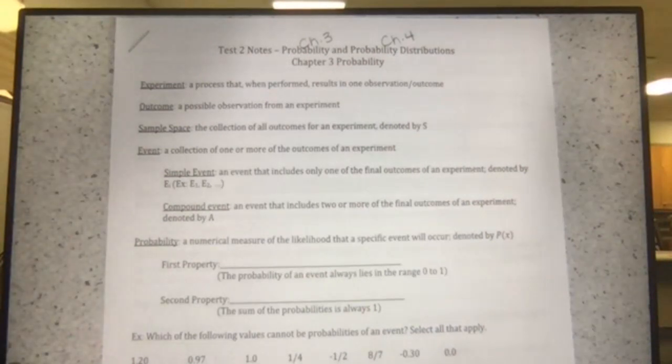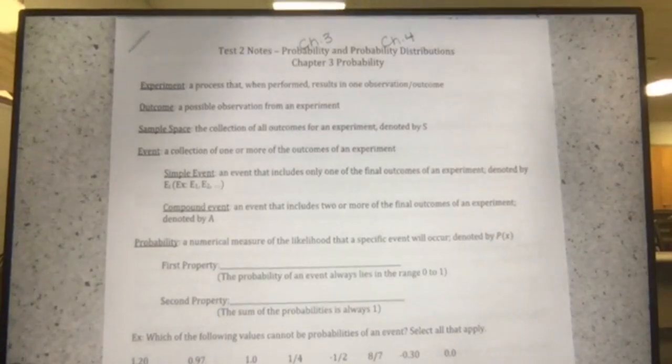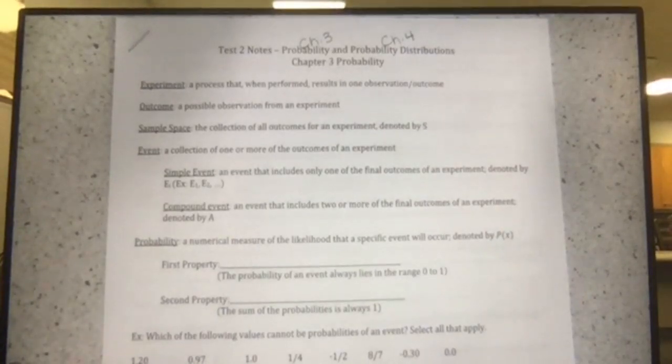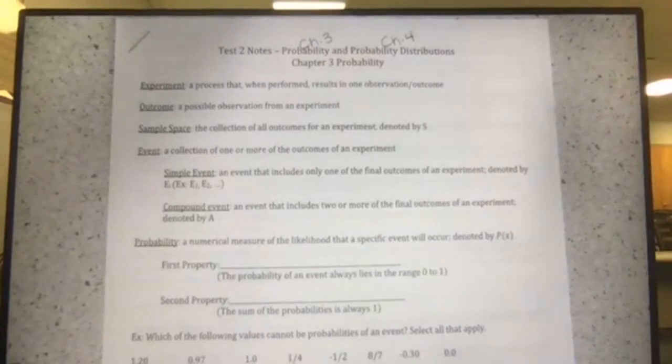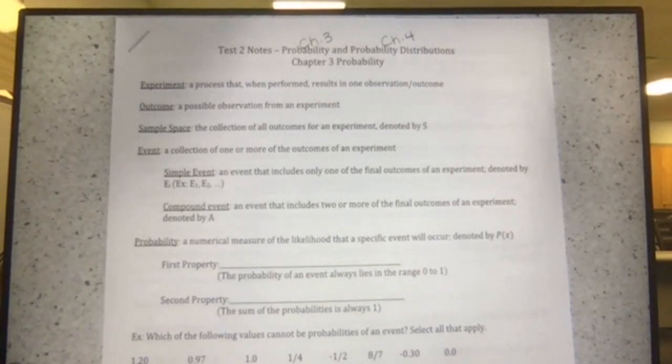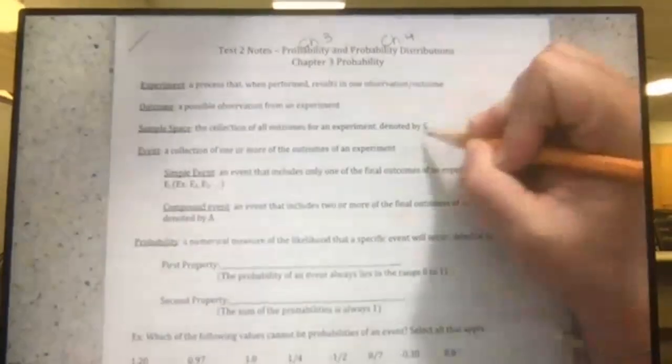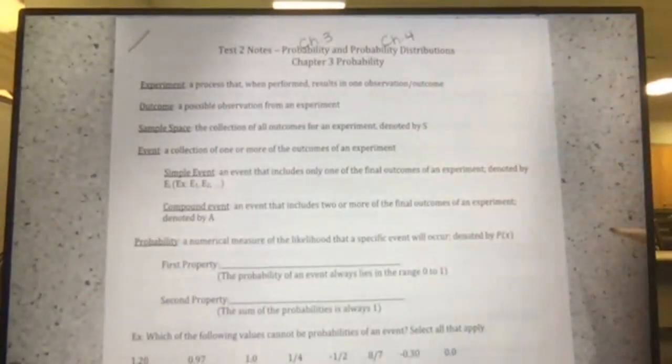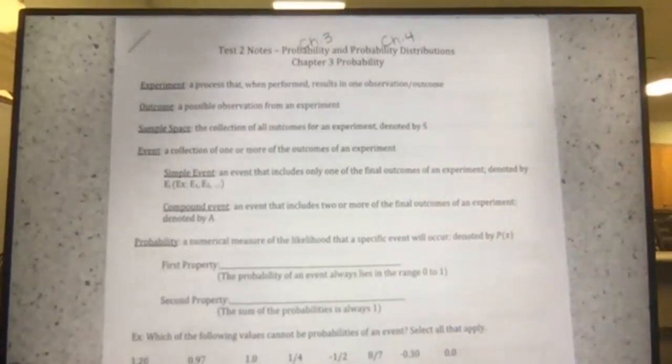An experiment, always we start off with our vocabulary. An experiment is a process that when performed results in one observation or one outcome. An outcome is a possible observation of an experiment. The sample space is the collection of all the outcomes together, and we denote it using the letter capital S. An event is a collection of one or more of the outcomes of an experiment.